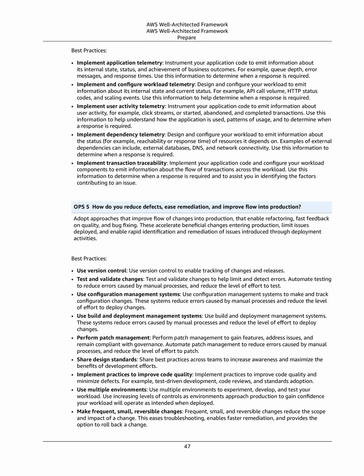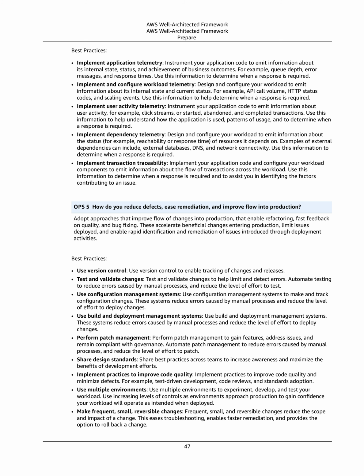Implement user activity telemetry. Instrument your application code to emit information about user activity, for example, click streams, or started, abandoned, and completed transactions. Use this information to help understand how the application is used, patterns of usage, and to determine when a response is required.